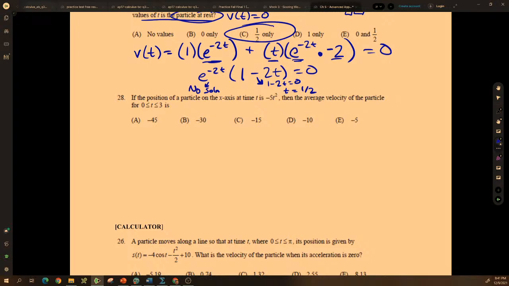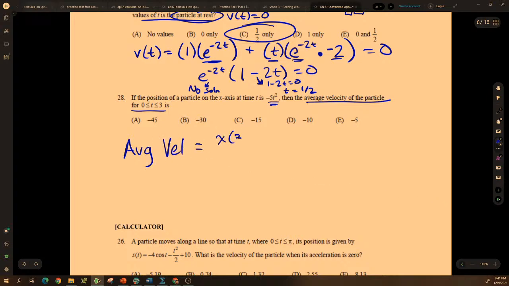If the position of a particle on the x-axis at time t is negative 5t squared, then what is the average velocity of the particle between 0 and 3? So we need to remember the formula for average velocity. So average velocity is equal to x of 3 minus x of 0 over 3 minus 0, right? Position at 3 minus position at 0 over 3 minus 0.